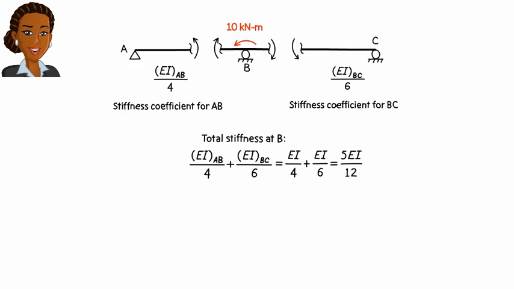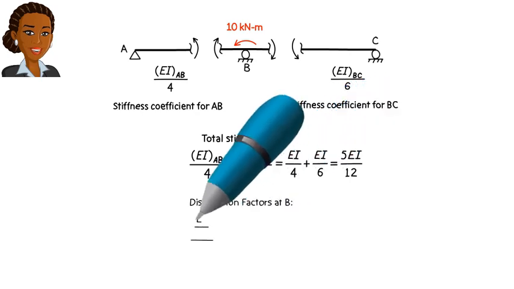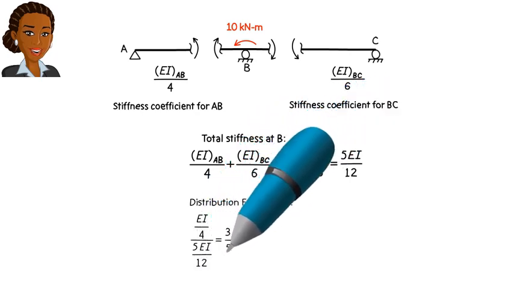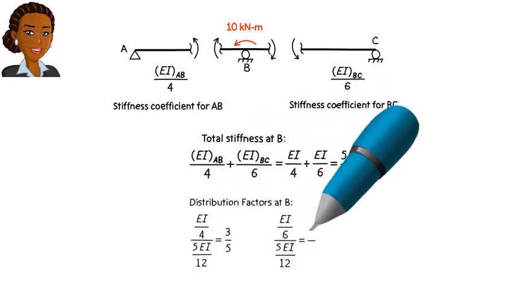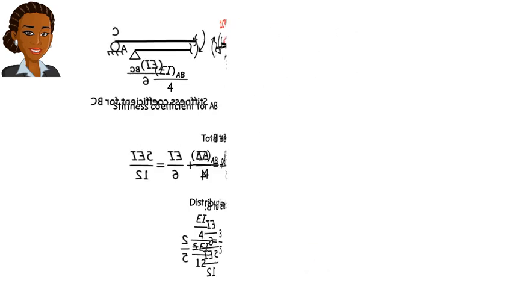Then, any bending moment present at joint B is distributed between members AB and BC using the following distribution factors. Member AB absorbs 3/5 of the moment. Member BC absorbs 2/5 of the moment. Note that the sum of the distribution factors equals 1. This is true for every joint in every structure, without exception.